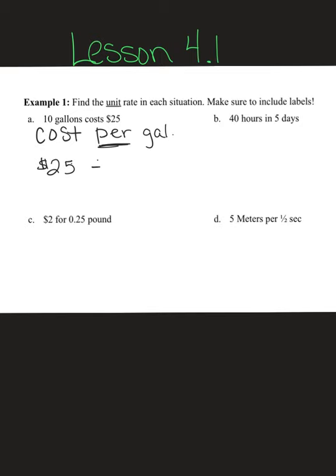So I'm going to divide by 10. So 25 divided by 10 is 2.5. And what I found was that unit rate in word form up above, cost per gallon. So it costs $2.50 per gallon.